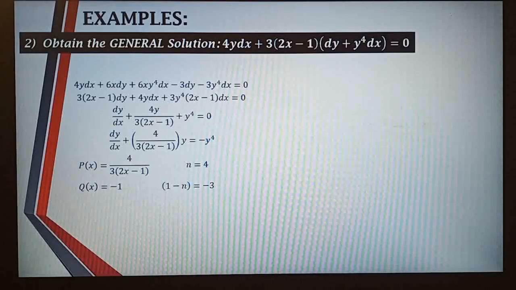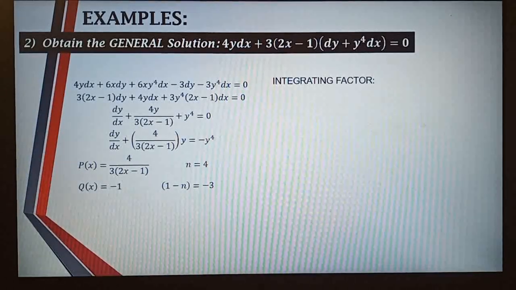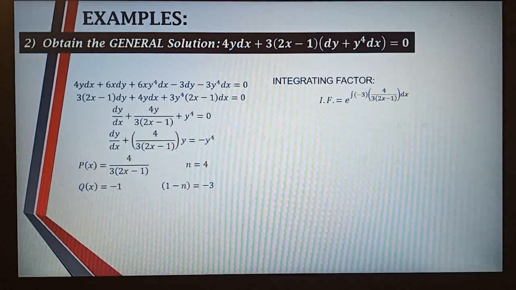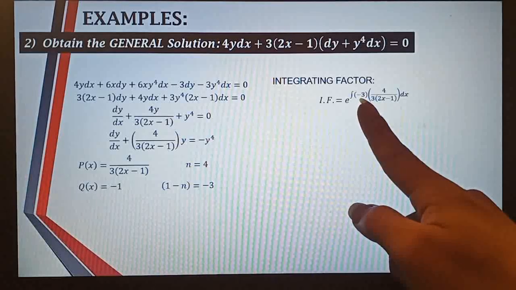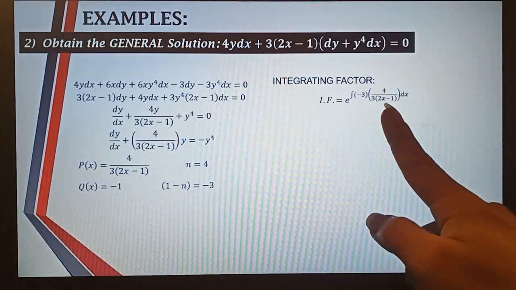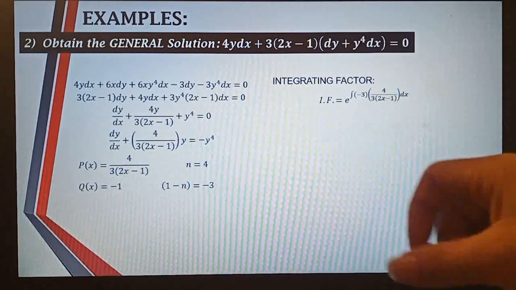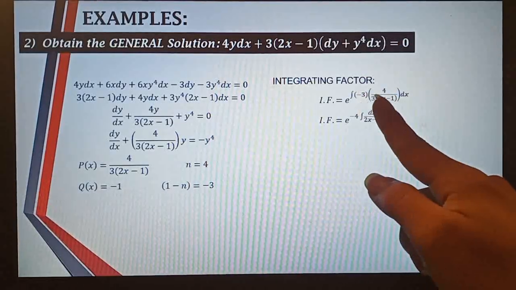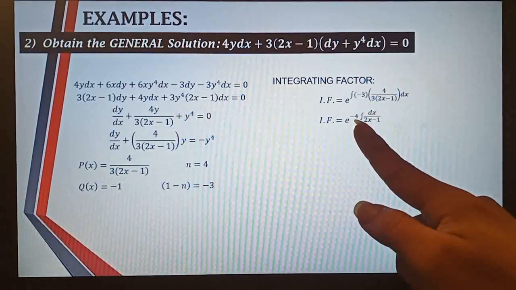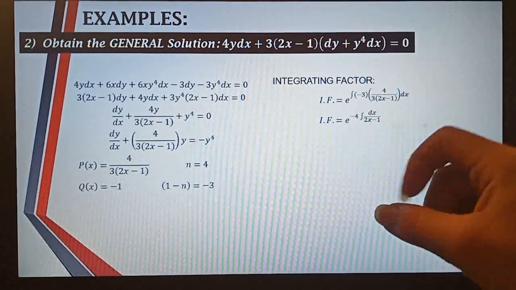Now we need to compute for the integrating factor. To compute for it, you will now have e raised to the integral of your 1 minus n, which is negative 3, then your p of x, which is 4 all over 3 of 2x minus 1 multiplied to dx. So in that case, we can cancel 3. Then we can take out 4. You will now have e raised to negative 4 integral of dx all over 2x minus 1.